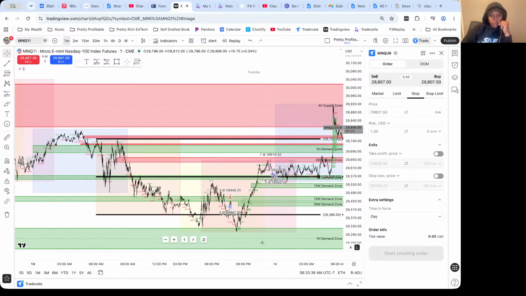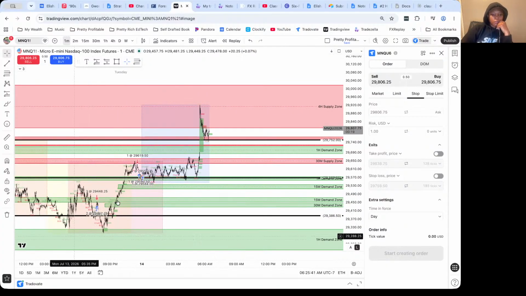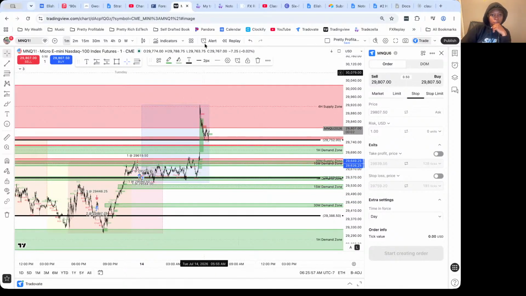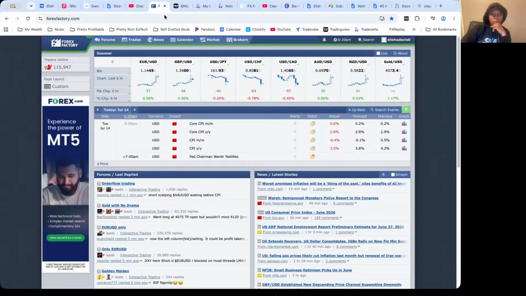Asian session. Okay, so it was a lot of volatility in the Asian session from what we see here, and volatility in the London session. And then CPI reported today.